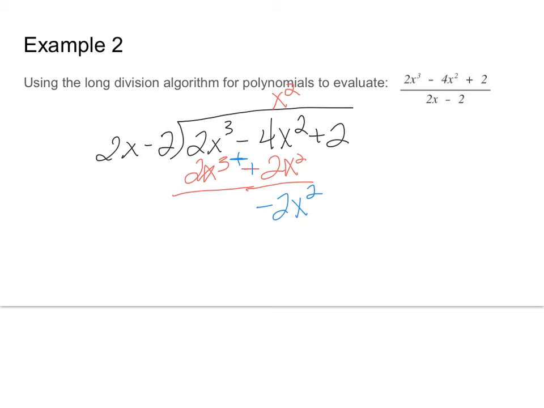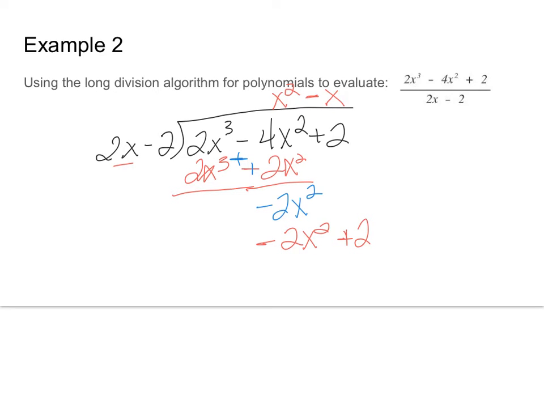Okay, how many times does 2x go into negative 2x squared? I'm going to say it's minus x. Multiply through. Negative x times 2x is negative 2x squared. Negative x times negative 2 is positive 2.